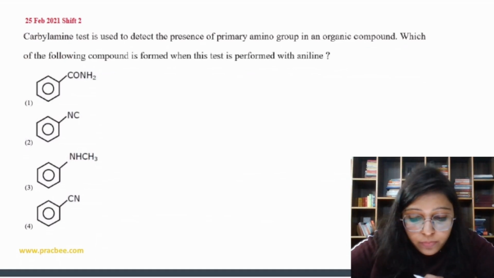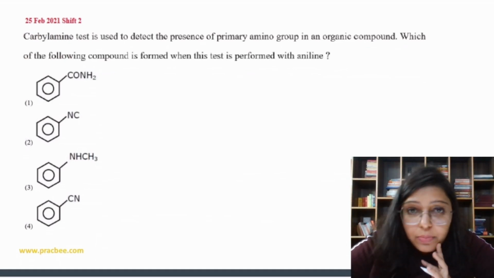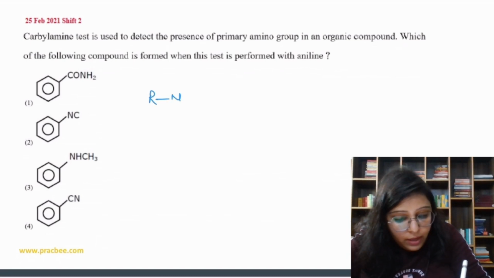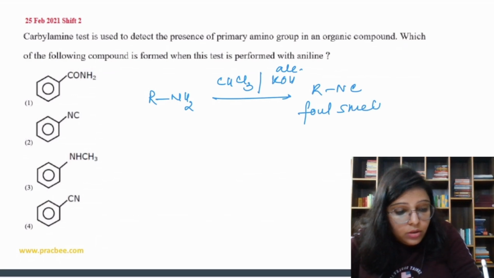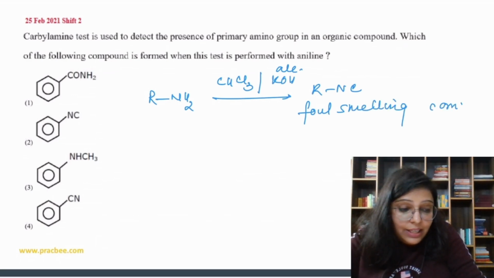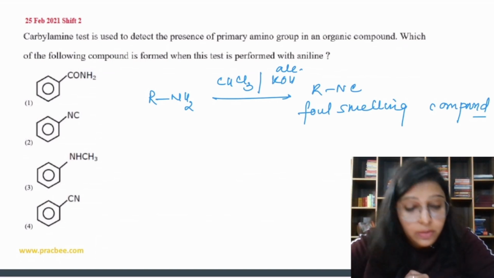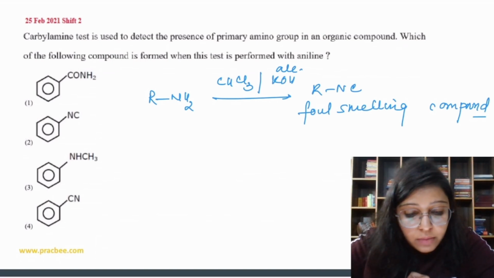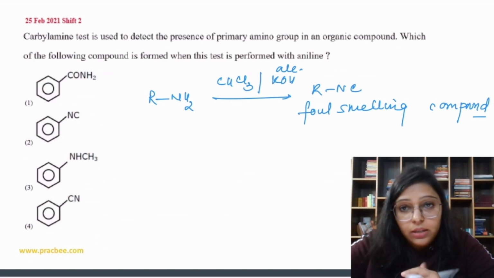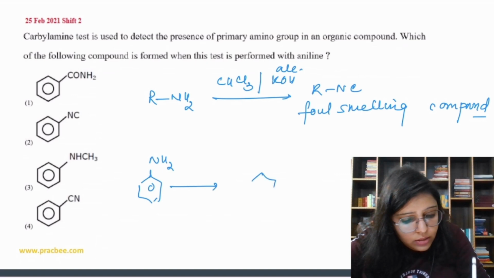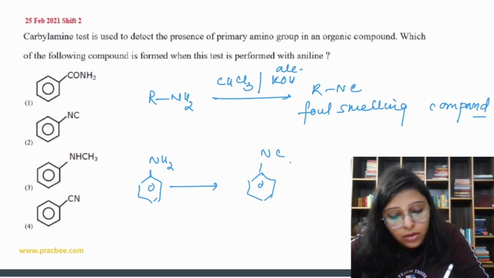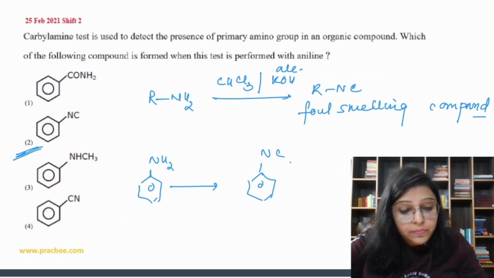Now, next question. Carbylamine is used to detect the presence of a primary amino group. If we have RNH2, then on reaction with CHCl3 and alcoholic KOH, we get RNC, a foul smelling compound. This is the test to distinguish 1 degree amine. The question says, which compound is formed when this test is performed with aniline? If aniline is ArNH2, we get ArNC. So option 2 is the correct answer.